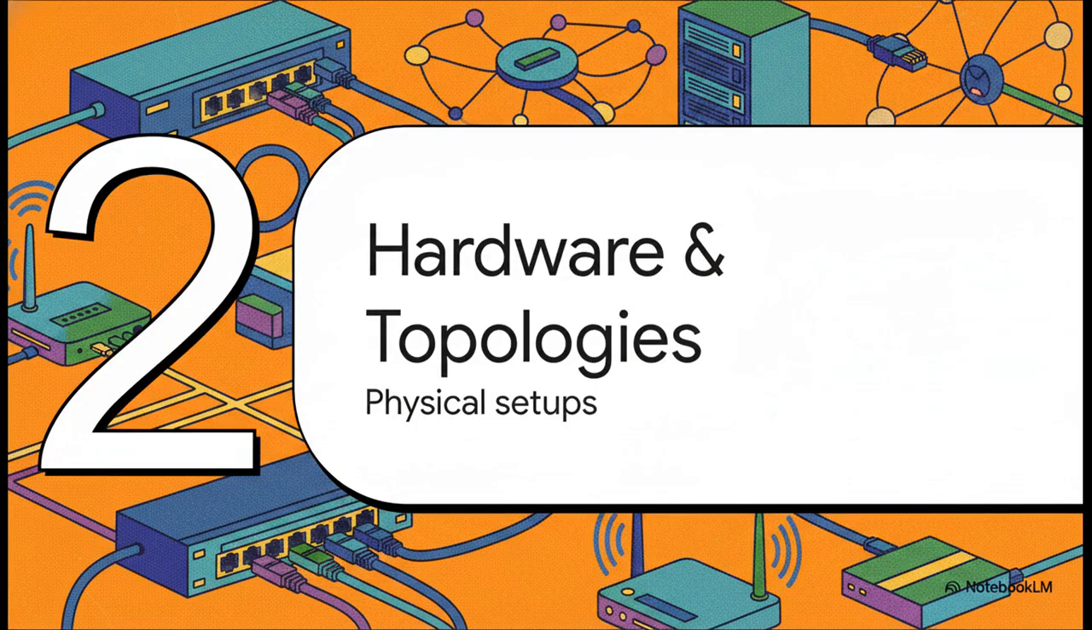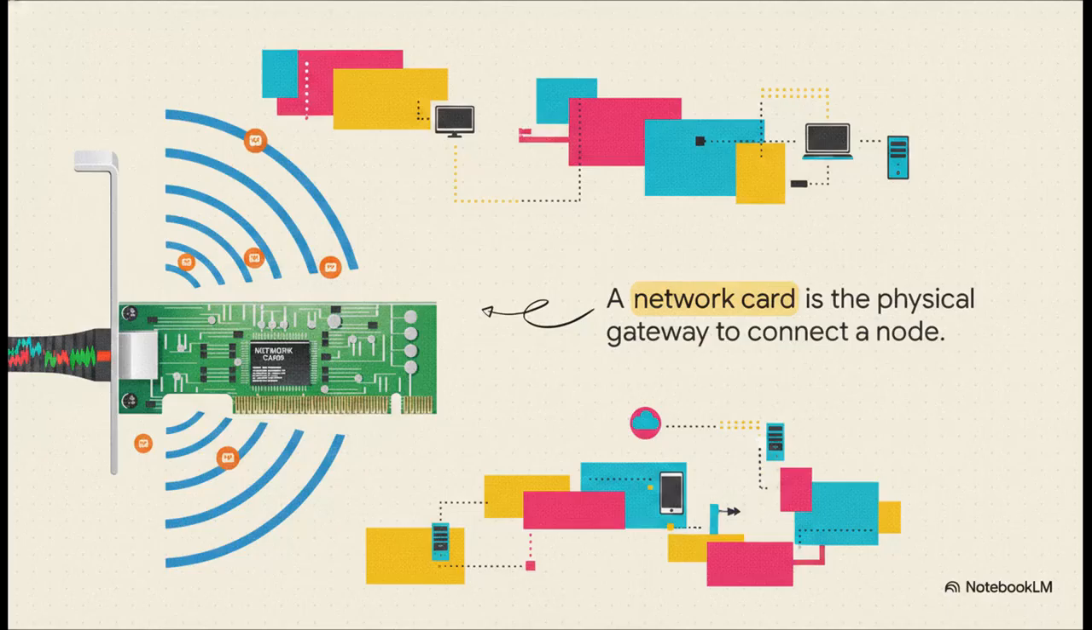Moving right along to Section 2, network hardware and topologies. Let's get into the physical setups. Okay, so the absolute gatekeeper for any node is the network card, or NIC. It's totally essential. Without this little piece of hardware sitting inside your machine, translating data into signals, well, you have no connection, period. And that's true whether you're physically plugging into an Ethernet port or just catching a Wi-Fi wave.